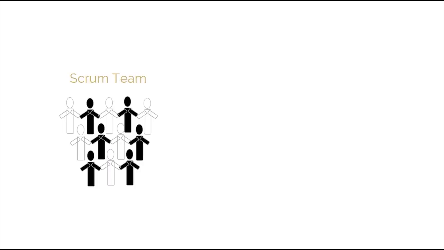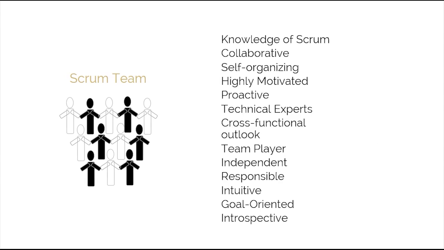And finally, for the Scrum team, you want people who are knowledgeable about Scrum, people who are collaborative, self-organizing, and highly motivated, people who are proactive, people who are technical experts, but also cross-functional in their outlook. Team players, people who are independent and responsible, intuitive, goal-oriented, and introspective.